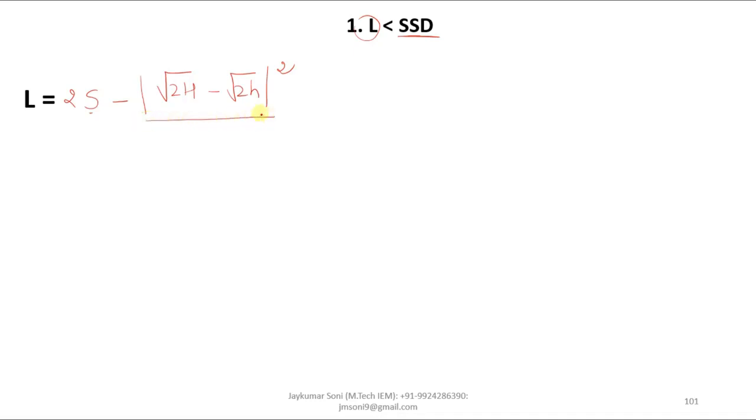Now let us learn about the second case where the length of summit curve is less than stopping sight distance. The general equation for the length of parabolic summit curve is given by L equals 2S minus, in mod, under root capital 2H minus under root small 2h, whole square, divided by N.